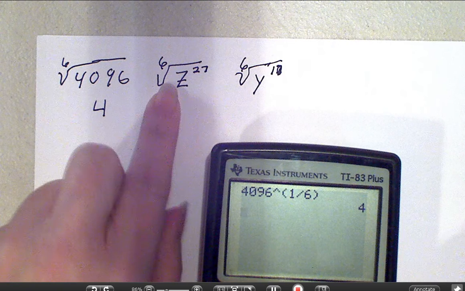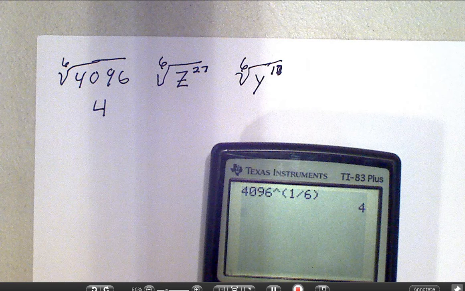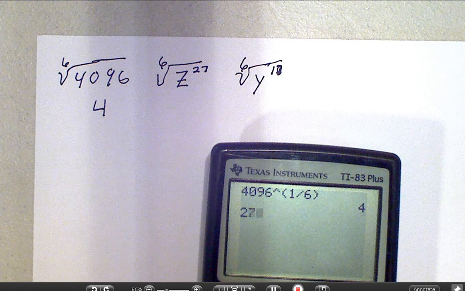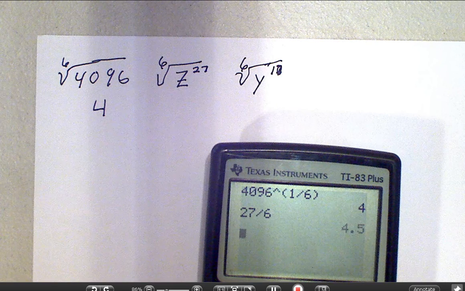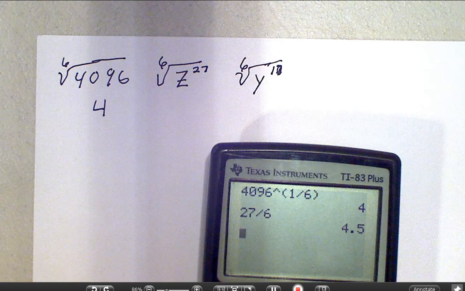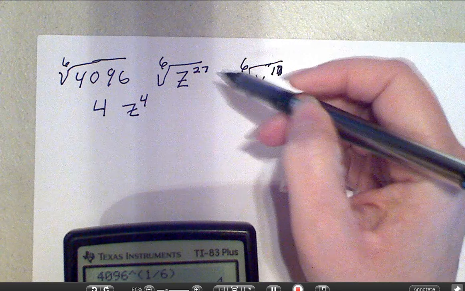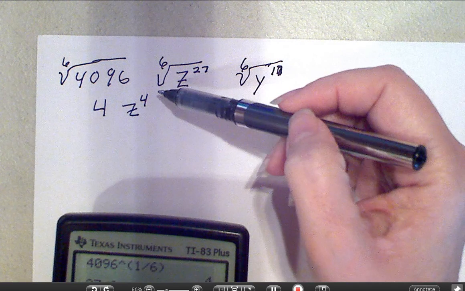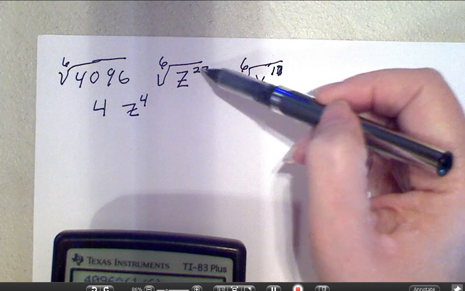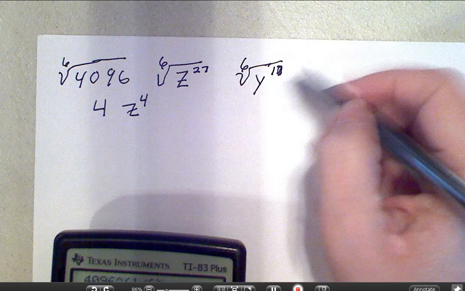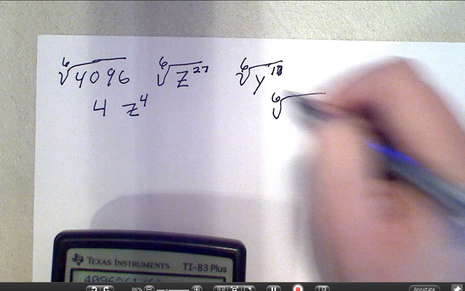Then I have to find out how many z's I can take out. I have 27 of them, and I'm dividing that by 6. So I have 4 even. So I have z to the 4th. And how many are going to remain? Well, 6 times 4 is 24, so we subtract them, so that's a 3. There's going to be 3 left over. So underneath my 6th root sign, I have z, and I have 3 left over.